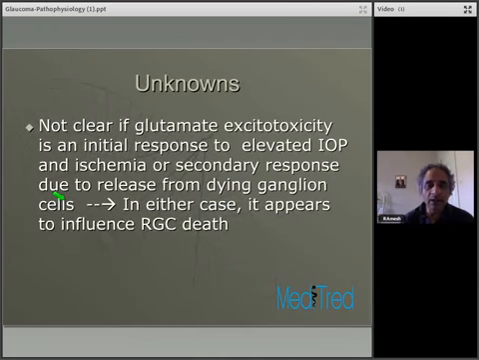It is not clear if glutamate excitotoxicity is an initial response to elevated intraocular pressure in ischemia or a secondary response due to release from dying ganglion cells. In either case, it appears to influence retinal ganglion cell death. A lot of this research came out of Massachusetts, from Evan Dreyer's lab.